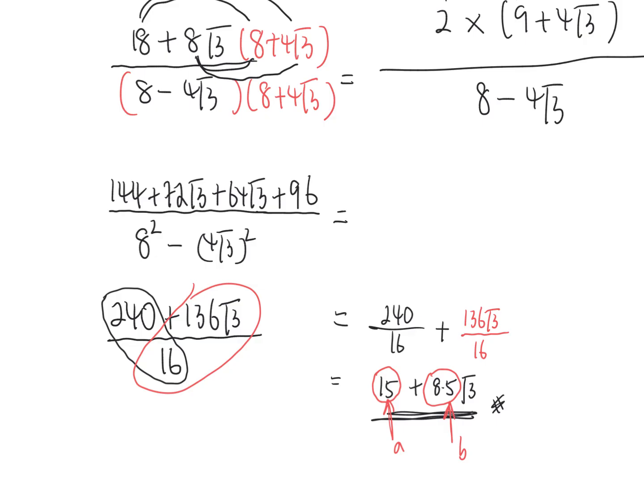Where did the 16 go? 136 divided by 16. Where did the 16 suddenly go? This one, I split them into 2 fractions so that I can simplify it. You cannot, because it's an expression. If you multiply by 16, the left hand side of the equation also needs to be multiplied by 16. Yeah, so you cannot do that.